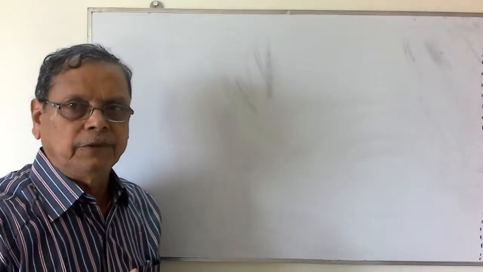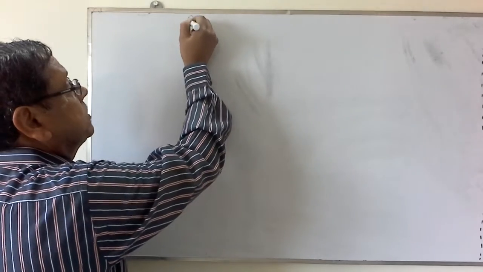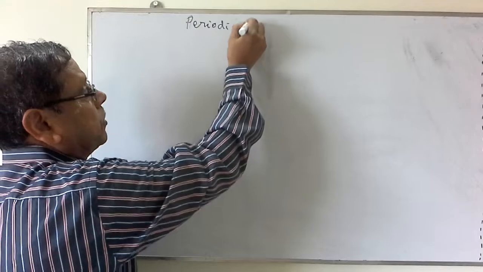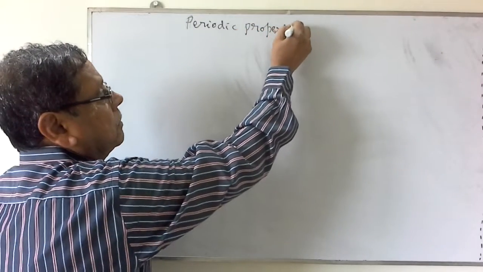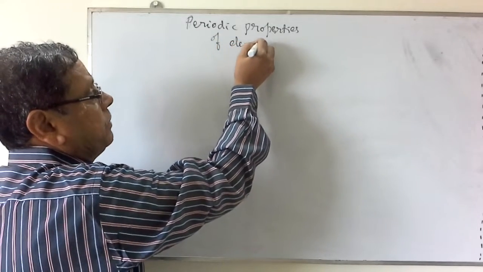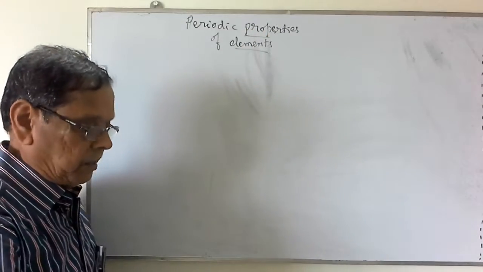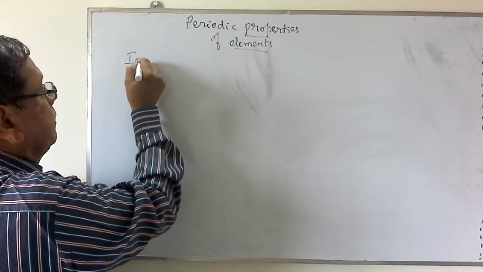Welcome back to the first year topic. We are studying the periodic properties of the elements. The next periodic property that we consider for the explanation is regarding the ionization enthalpy.